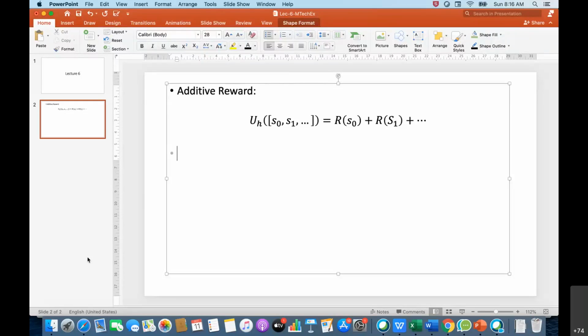Now, the other way of computing the utility is discounted reward. So how could that be represented? Let me copy the equation first.